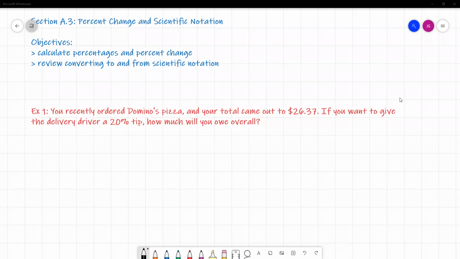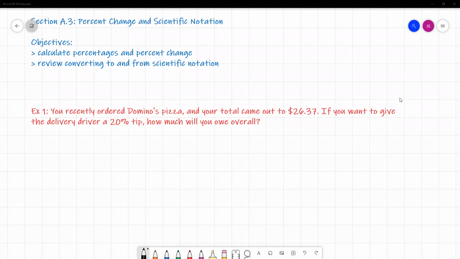Here's the last part of A that we'll do for this year. Okay, so after A, we're going to move on to chapter 1. We're going to do percent change and scientific notation. Our objectives are to calculate percentages and percent change and then review converting to and from scientific notation. Okay, so let's go ahead and start with calculating percentages and percent change.